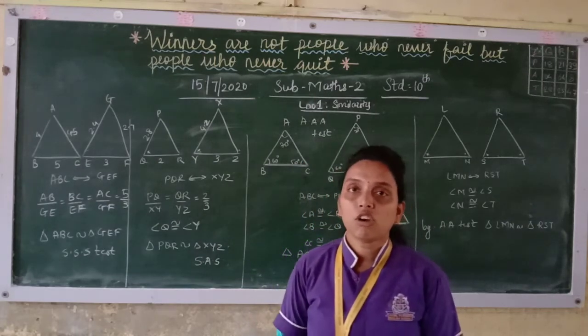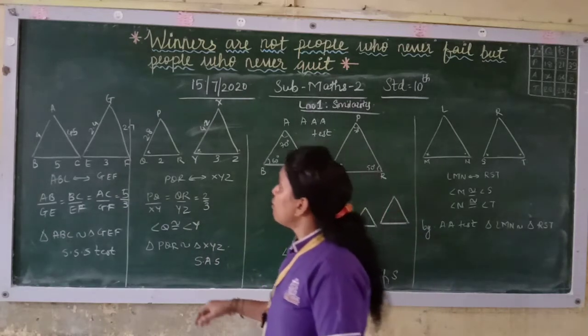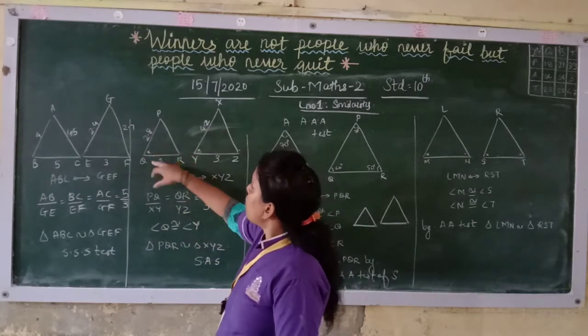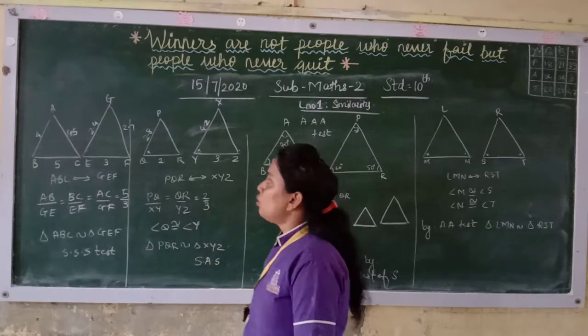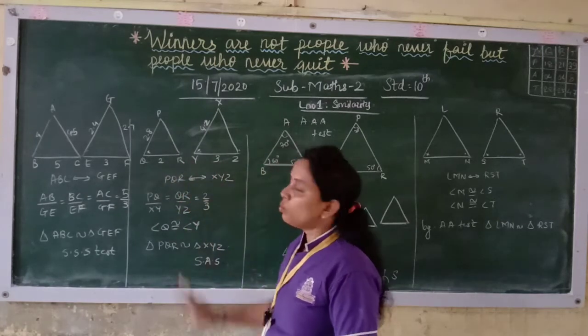The sides are not congruent. The angles are congruent. The sides are in proportion. Now if you take PQ upon XY, that is 2.8 upon 4.2, you will get 2 upon 3. Here QR upon XZ is also 2 upon 3.